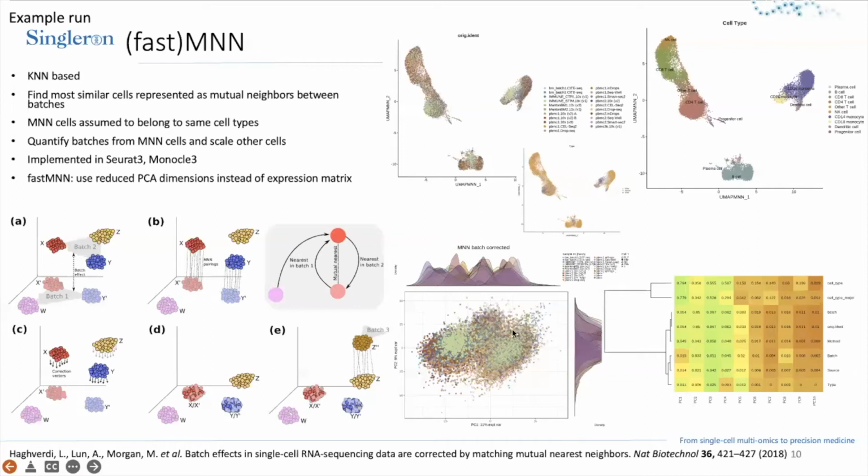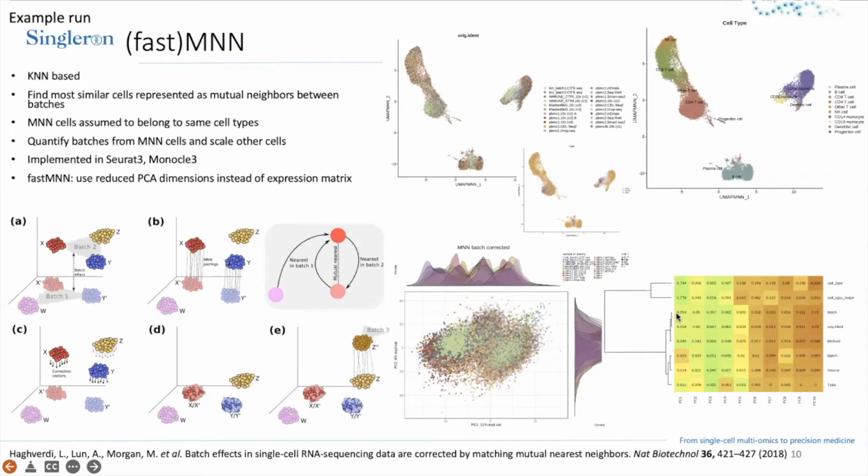And when we observe the marginal PCA, of course, the marginal PCA looks good. The batches are well mixed together, and the PC regression here also shows that after the correction, the highest variance is now explained by the cell types instead of the batches.